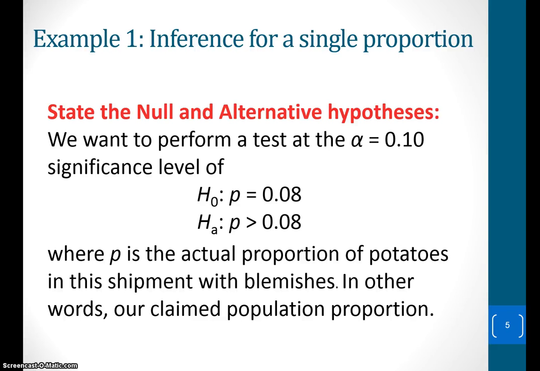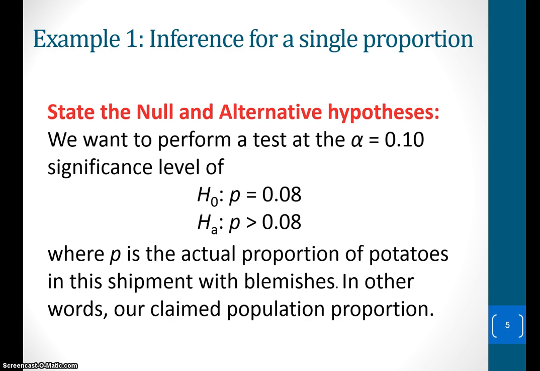Well, here we're claiming that the proportion of potatoes that have blemishes is 0.08. Now if that proportion is larger than that, then the truckload of potatoes will be sent back, remember. So the alternative then is a one-sided alternative where p is greater than 0.08. Typically, the alternative is what we are really interested in in hypothesis testing, and the null is simply a statement of no difference, or just kind of a null statement.